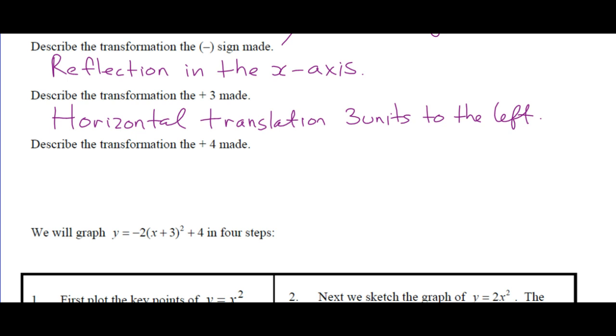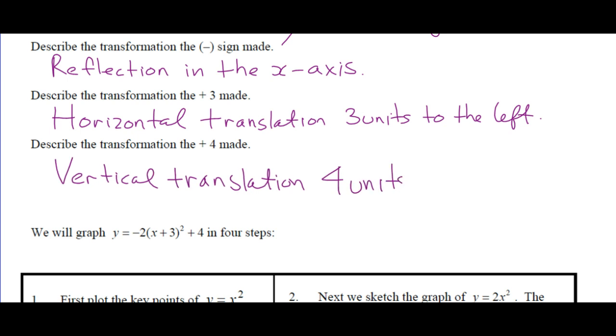Okay, and describe the transformation the +4 made. Vertical translation. Okay, and you could have said translation left 3 units or whatever it was, and you could have said up 4 units. So it doesn't matter, but you've got to say what transformation. It's horizontal or vertical. It's what translation: horizontal or vertical, which way, how much.